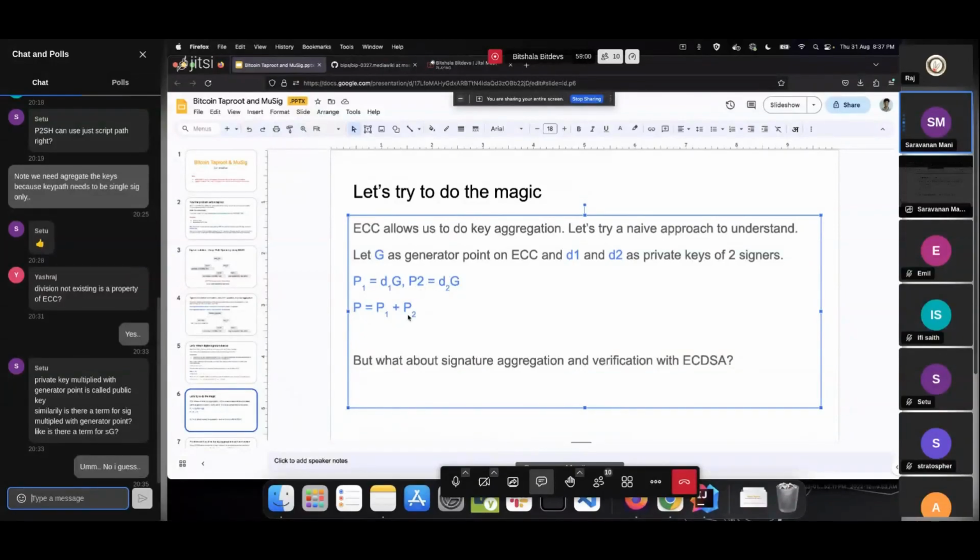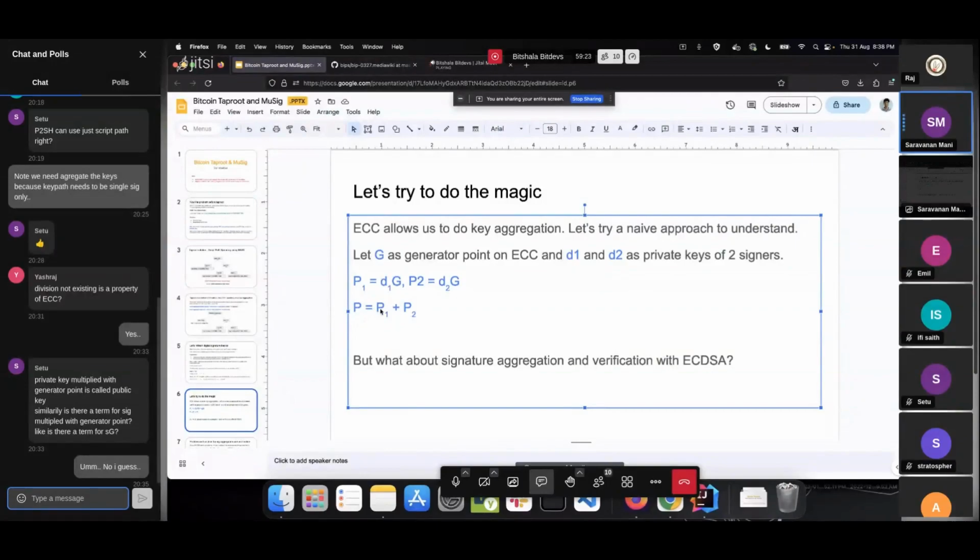We just do an addition here. As I mentioned, the ECC addition is a little bit drastically different from the normal addition, but for the sake of simplicity, let's just assume that we are going to add two numbers here. That's it. So P1 plus P2 will give us P, the aggregated public key.